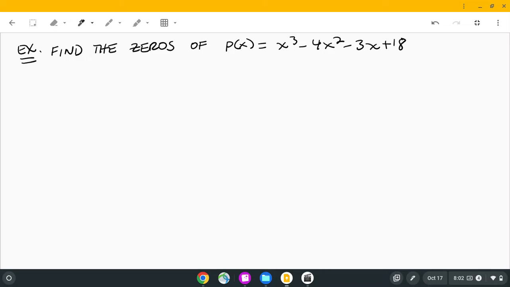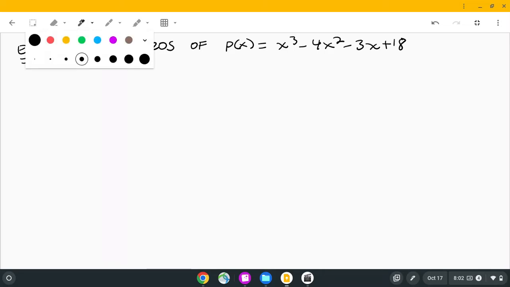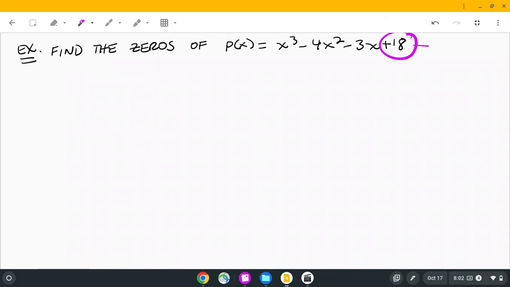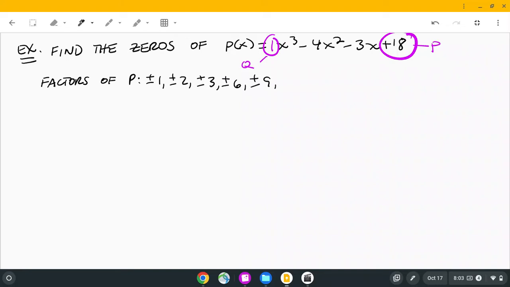So we start the same way. Let's do our factors of p. This here is p, and this invisible one is our q. So factors of p: plus minus 1, plus minus 2, plus minus 3, plus minus 6, plus minus 9, plus minus 18. Factors of q, that's just plus minus 1. That means less work for us, right?